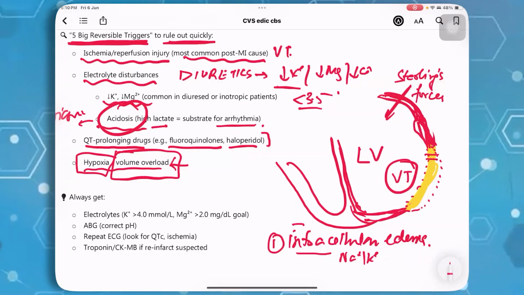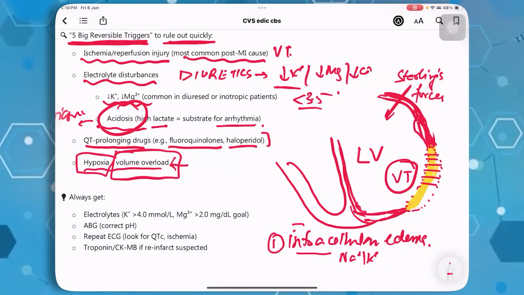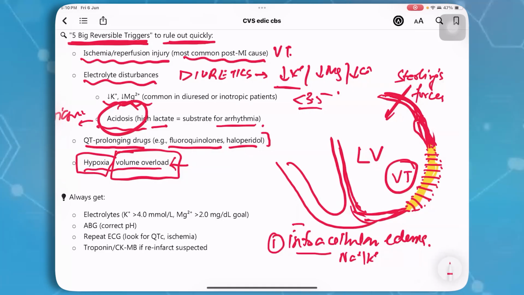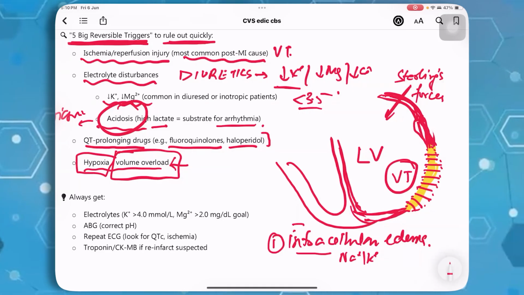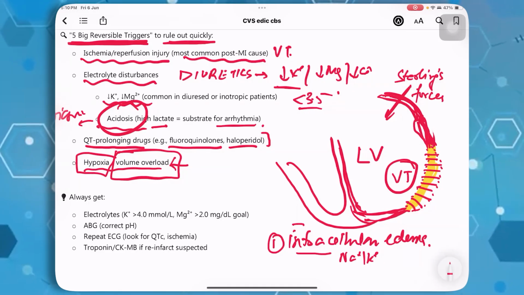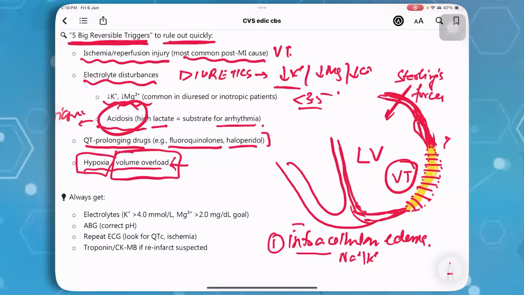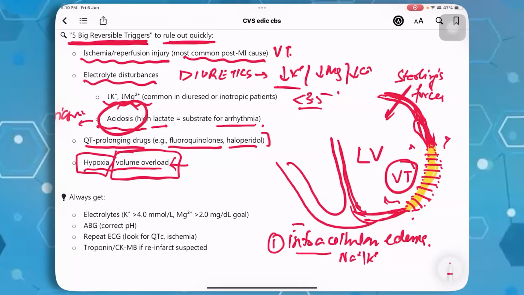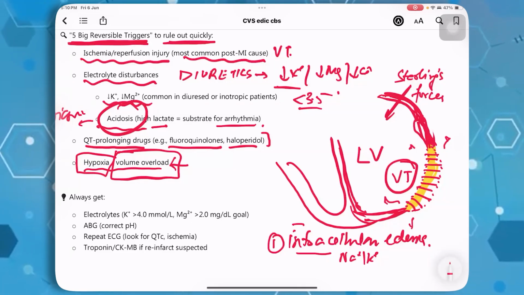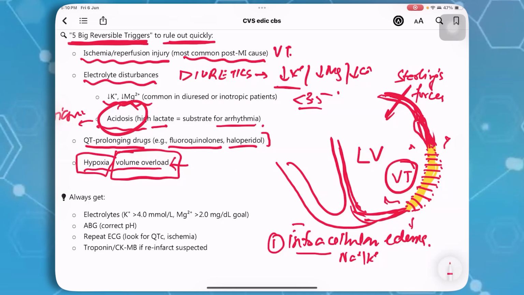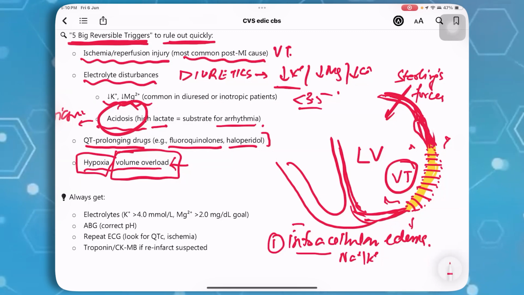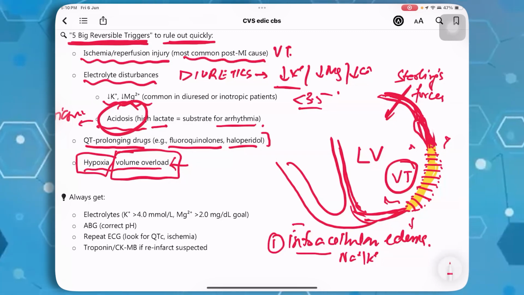Okay? So this cannot take any strain on it because it is a dead muscle. It cannot take any strain. So when you try to stretch a dead muscle, it will throw electrical impulses right and left, which will lead to scar arrhythmia. That is called a scar arrhythmia. So VT can happen from a ventricular scar.